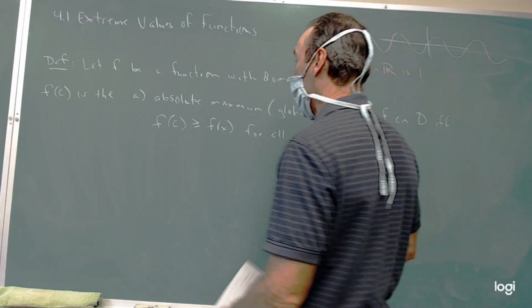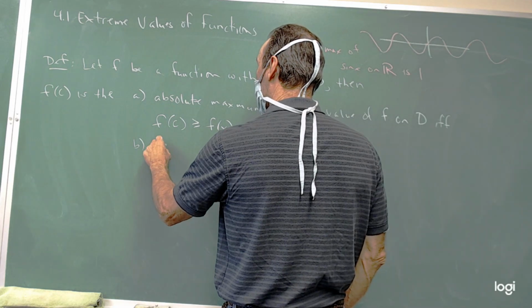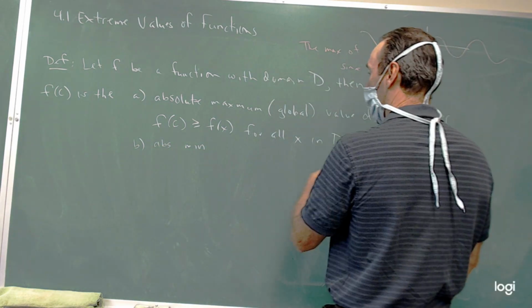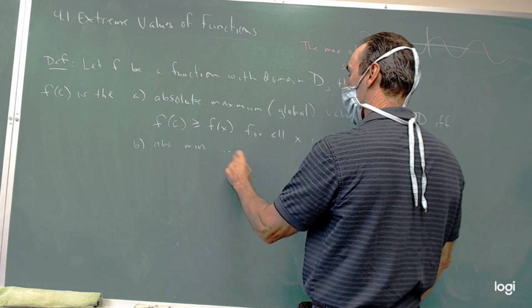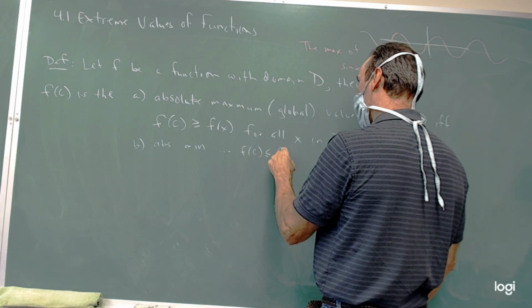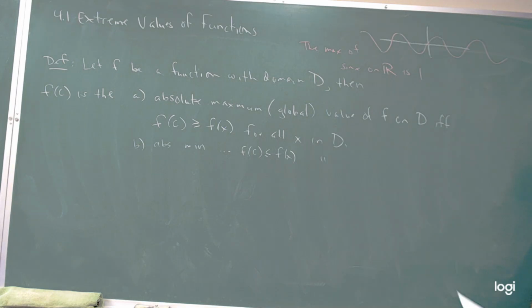So then the B, I think it's kind of clear. The absolute min, I'm going to be very brief. The absolute minimum, or global minimum, is going to be the same, except that f of c is less than or equal to f of x for all x in the domain. So the global or absolute maximum is the largest y value that appears, and the global or absolute minimum is the smallest one.